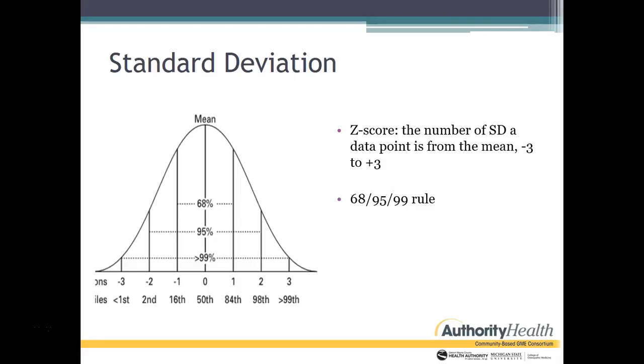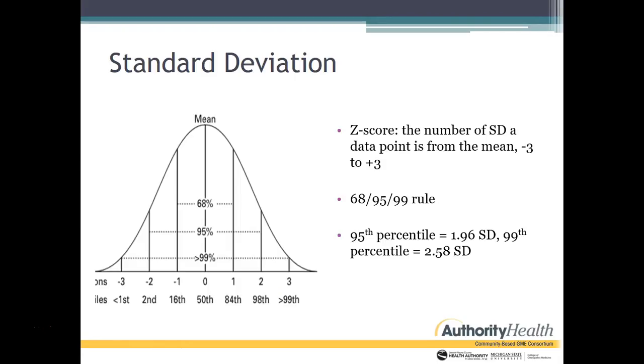And then you see the 68, 95, 99 rule, which is important to understand, you guys. All that means is 68% of your sample, if it's normally distributed, will lie within 1 standard deviation of the mean, 95% within 2 standard deviations, and 99% within 3. And that's just important to know when you're evaluating data.